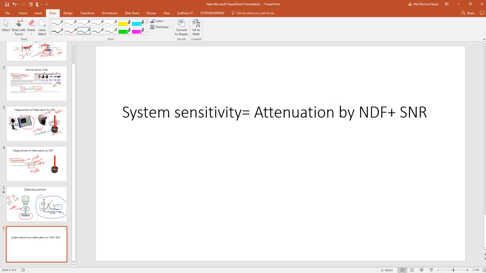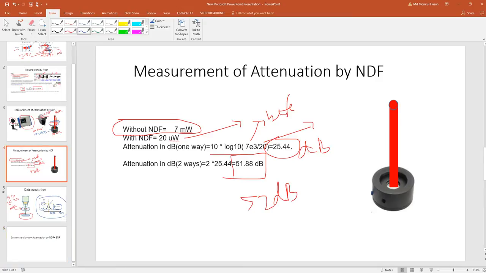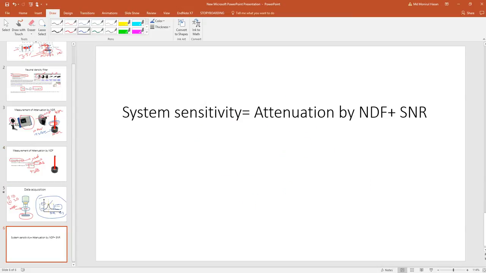System sensitivity equals attenuation by the neutral density filter plus SNR. Say for our hypothetical calculation, the attenuation by the neutral density filter is 52 dB, plus the SNR, which in our hypothetical case was 50. So the system sensitivity is 102 dB. So this is the way you can calculate the system sensitivity.